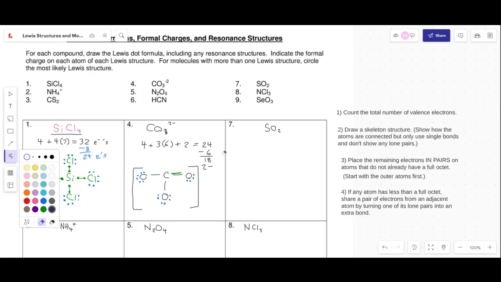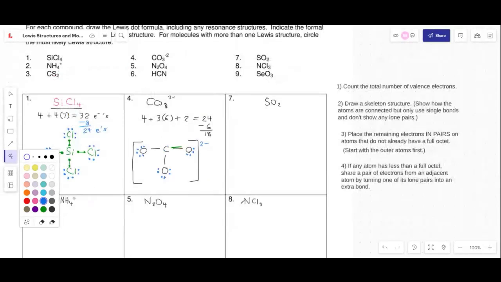And just for clarity's sake, I think I'm going to put it in a different color because I don't want it to be confused with this part up here. I'll put it in blue. 2 minus charge. There we go. Cool. Now, let's do SO2. You want to try to take a stab at it?